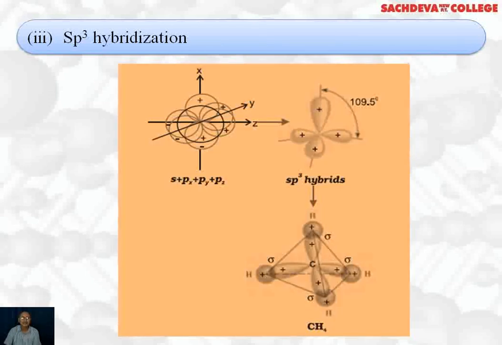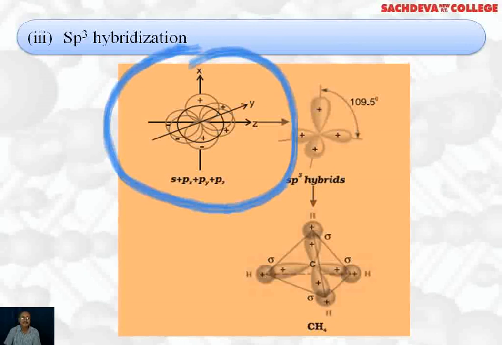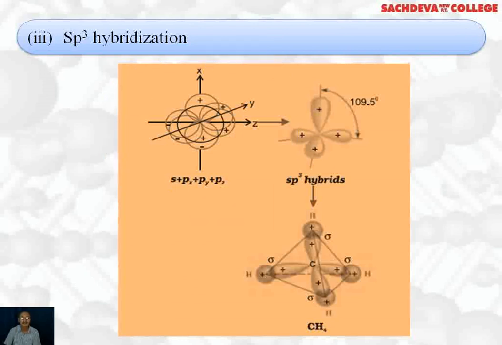Example of sp3 hybridized orbitals: in the first diagram we are mixing one s orbital, one px orbital, one py orbital, and one pz orbital, and they result in the formation of 4 sp3 hybridized orbitals which are directed along a tetrahedron. Now after sp3 hybridized orbitals are formed, they are going to overlap with the s orbital of hydrogen which has one unpaired electron, and this overlapping leads to the formation of 4 sigma bonds. The shape of methane is tetrahedral due to sp3 hybridization.